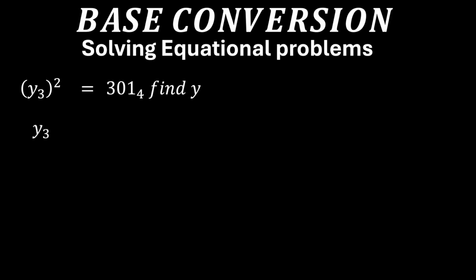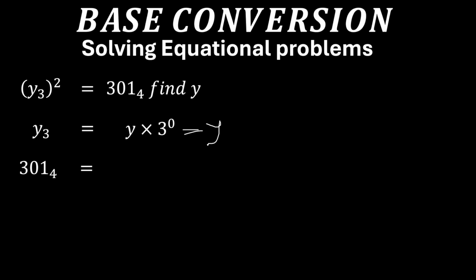The first thing that we need to do is to take y base 3 and convert it to base 10. Using that, we can see that y base 3 is equal to y times 3 to the power 0, because it's only one digit. So 3 to the power 0 is 1. This is y times 1, so automatically this is equal to y. Are you getting me?